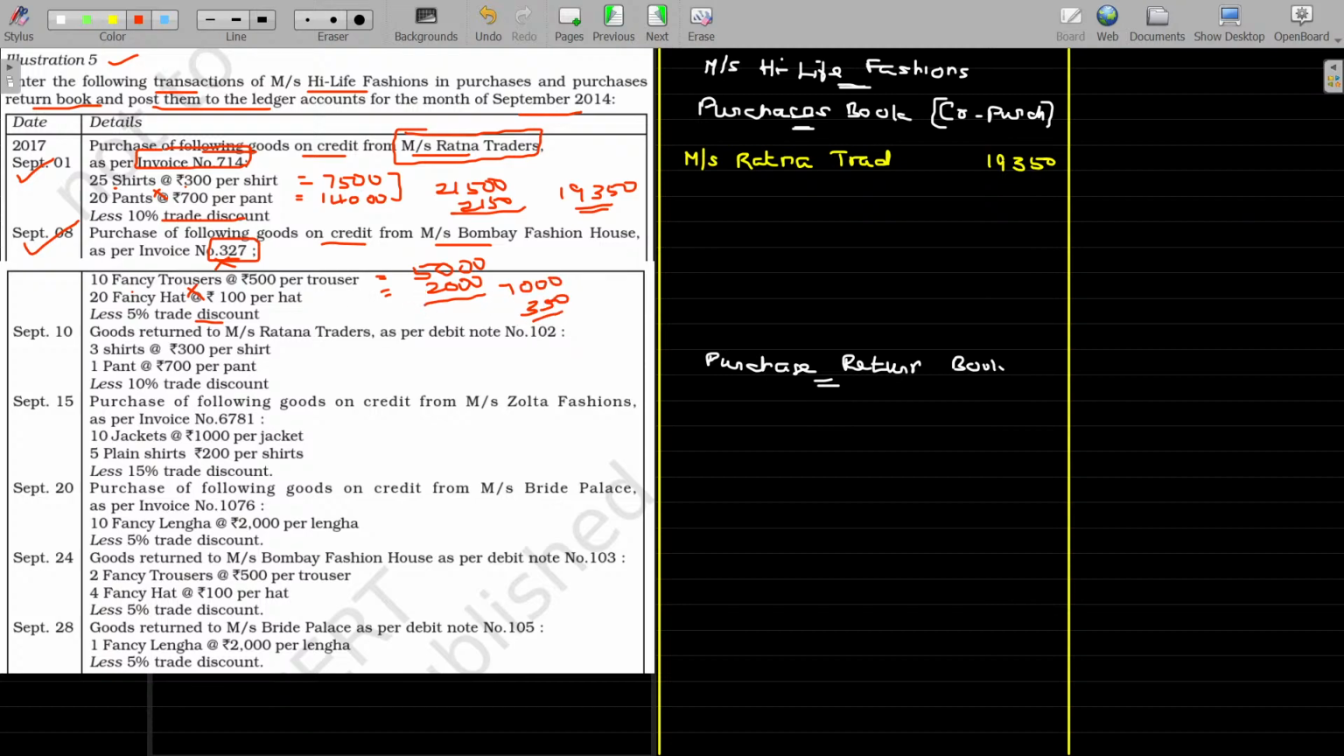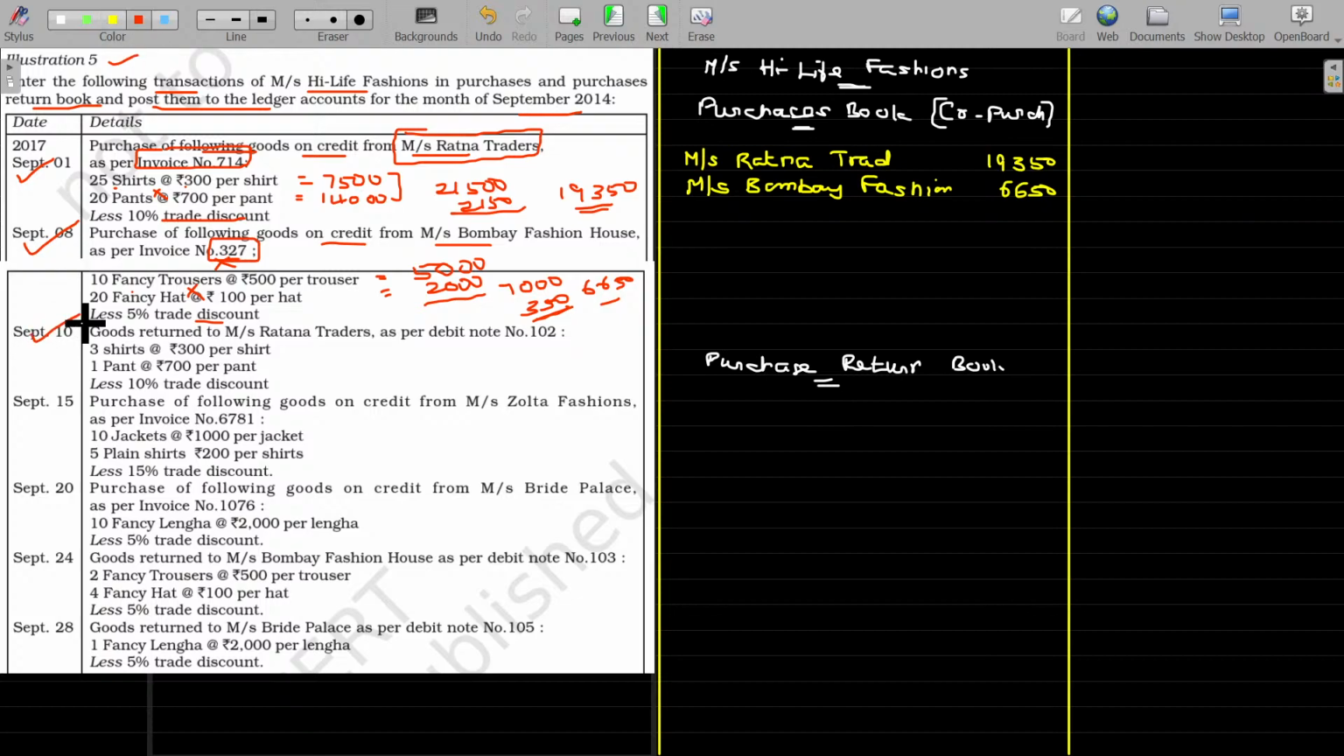So trade discount will not be accounted anyway. That's only a nominal amount, so remove it. Nominal amount means it's a name sake. You are not going to record that anyway. 6,650 is the ultimate value. The party here is Mrs. Bombay Fashion House. This value being 6,650.